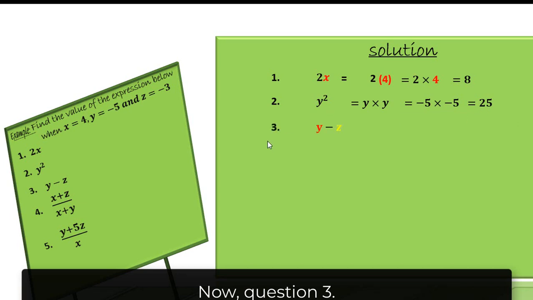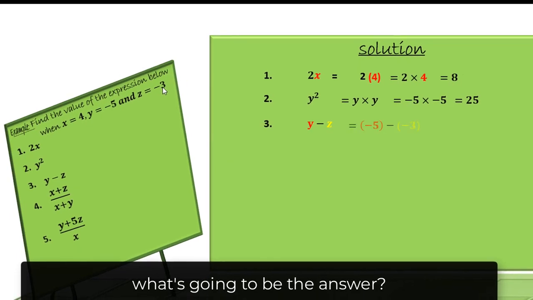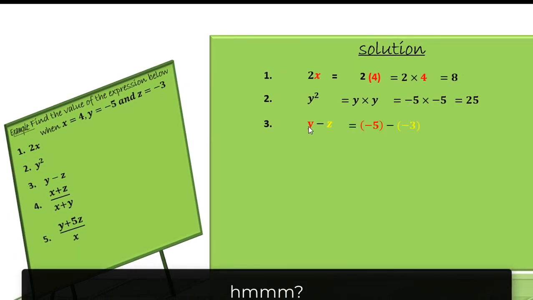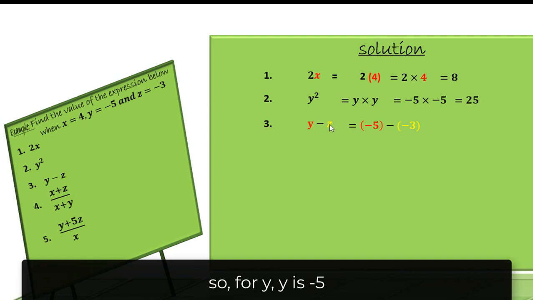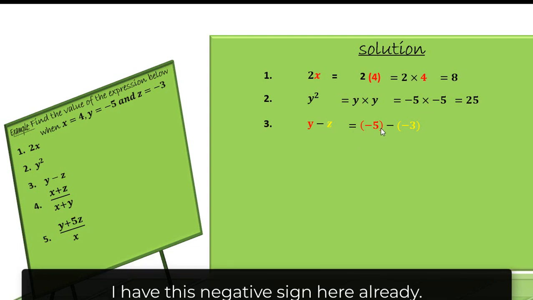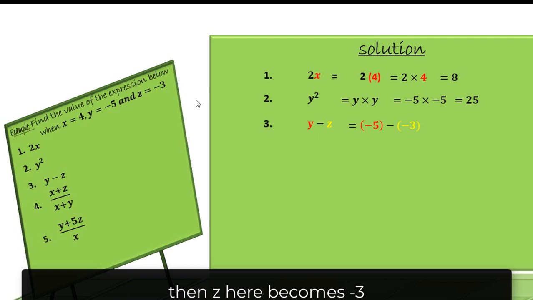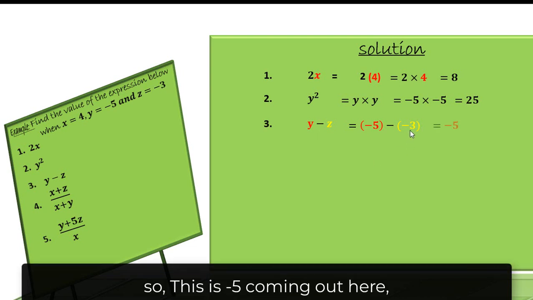Now, question 3. I'm having y minus z, just like I have it there. Y minus z. So, when y equals minus 5 and z equals minus 3, what's going to be my answer? So, y is minus 5 here in brackets. I have this negative sign here already. Then z here becomes minus 3. So, this is minus 5 coming out here.